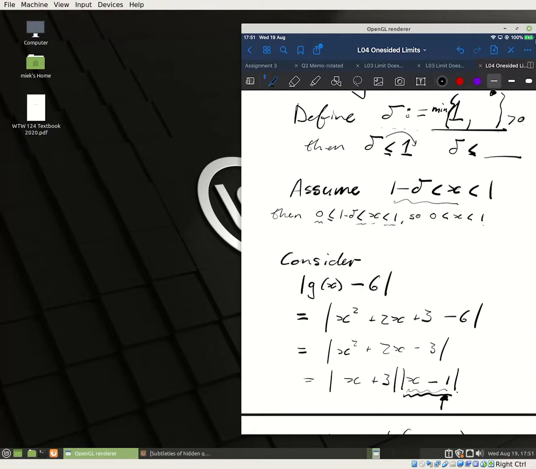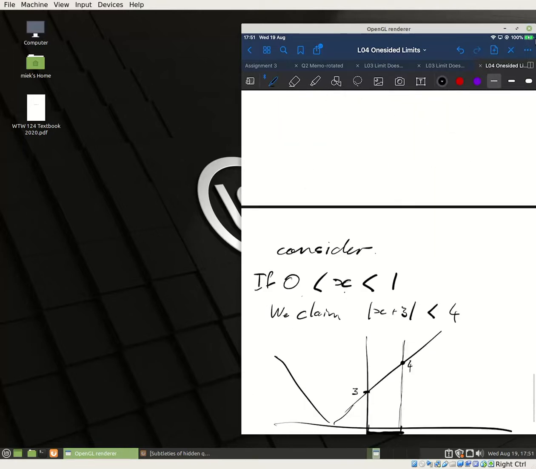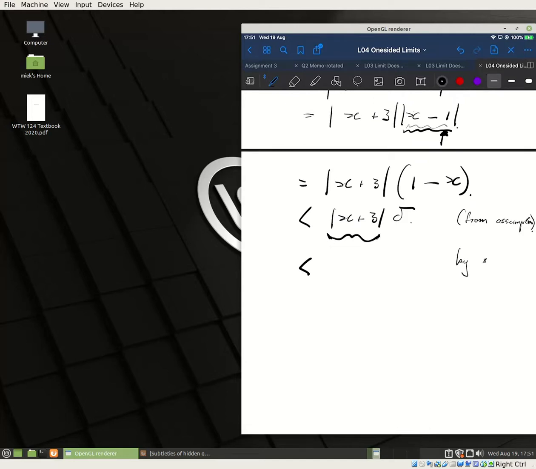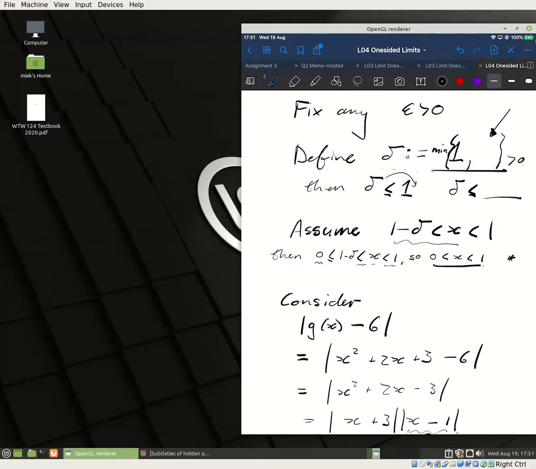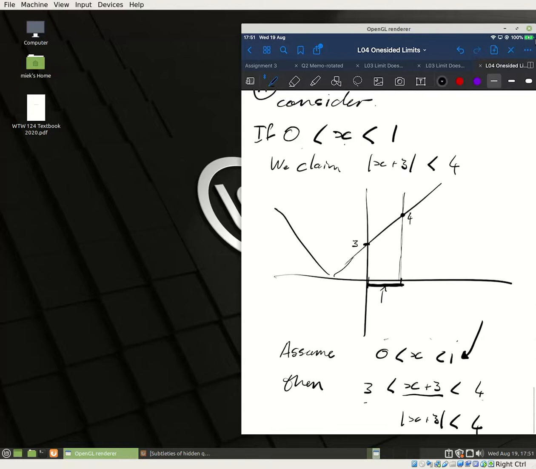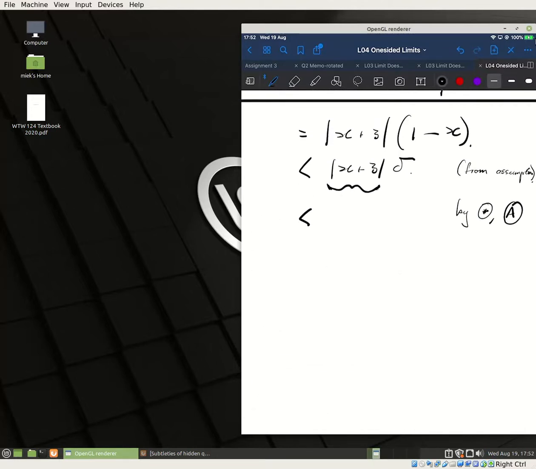So 0 is less than x is less than 1. Let's call this star, and let's call this A. By star, we have that x is between 0 and 1. And by A, we have that if x is between 0 and 1, then absolute value of x plus 3 is less than 4. So star tells us that the hypothesis of A is true, therefore the conclusion of A is true. That is less than 4 delta.